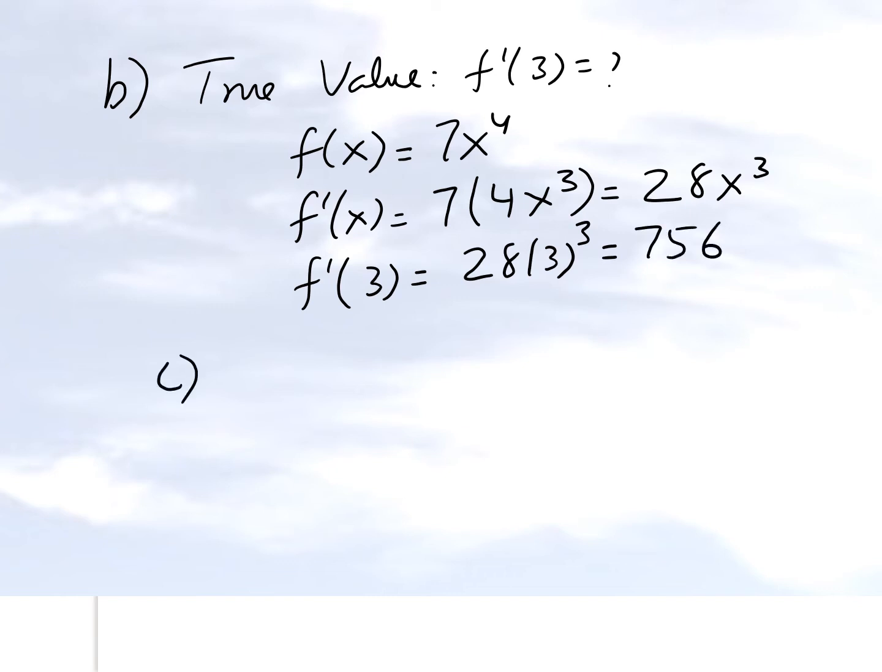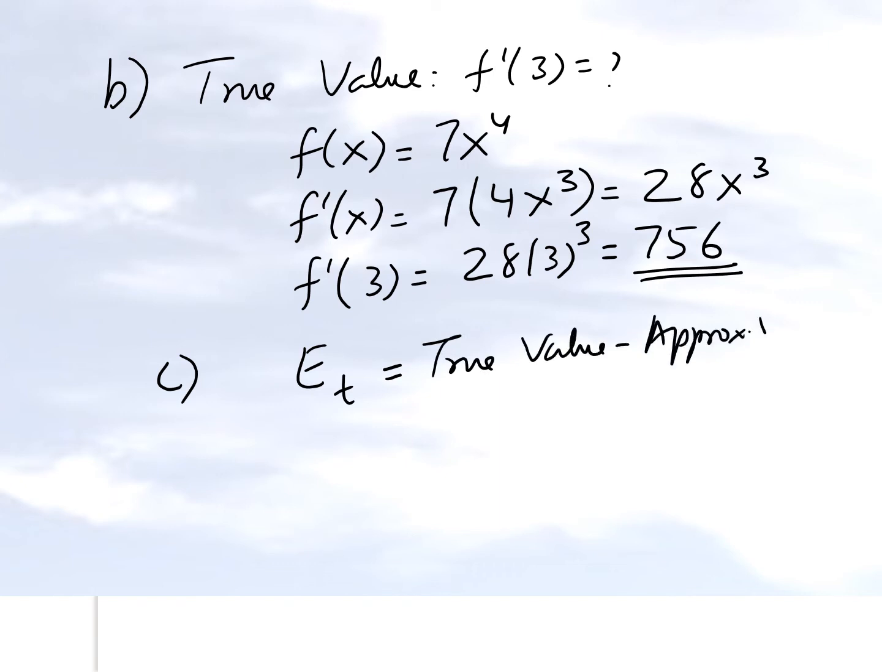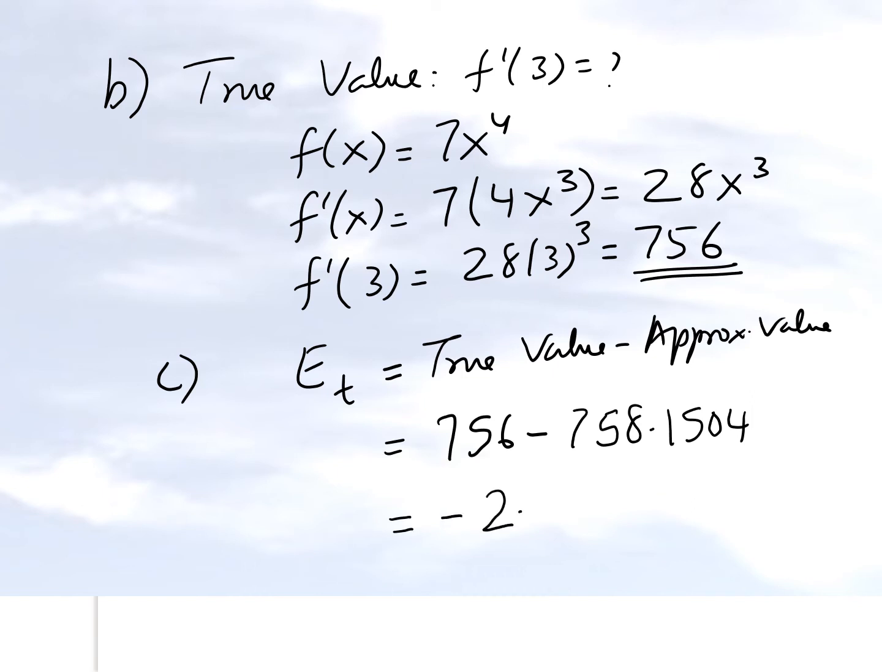So part C says that, hey, calculate the true error. We already calculated the true value right here. So the true error will be true value minus approximate value. The true value is 756. The approximate value is 758.1504, as found in part A. And this number here will turn out to be equal to minus 2.1504.